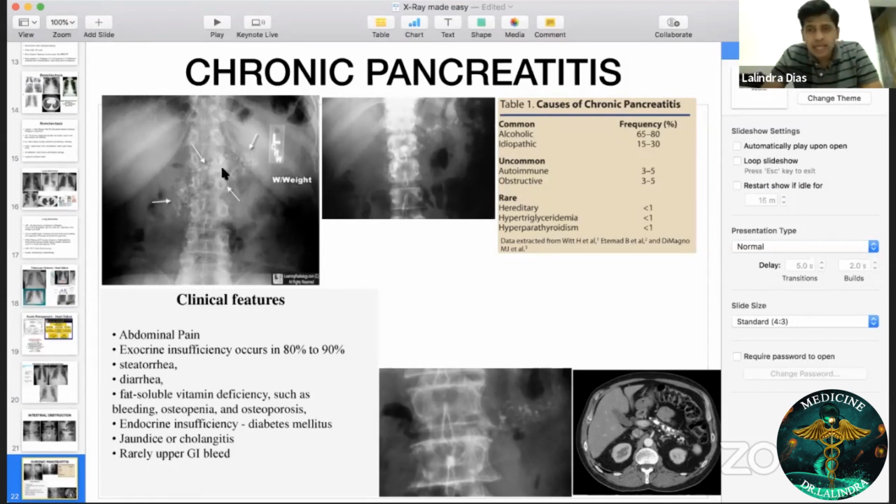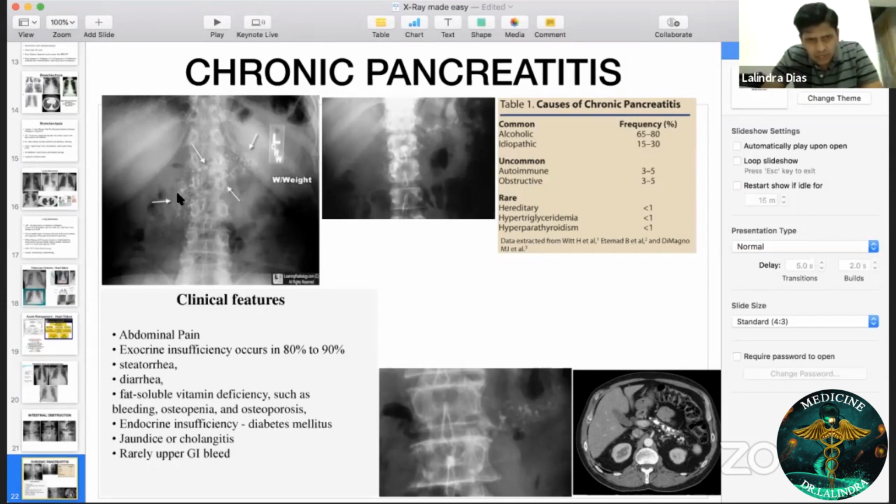So that is called calcific pancreatitis, chronic pancreatitis. You can see pancreatic calcification, which is crossing across the abdomen over the vertebral column like this. You can see that shadow crossing the vertebral shadow. Okay, so can you see these multiple, very faint white colored opacities here?